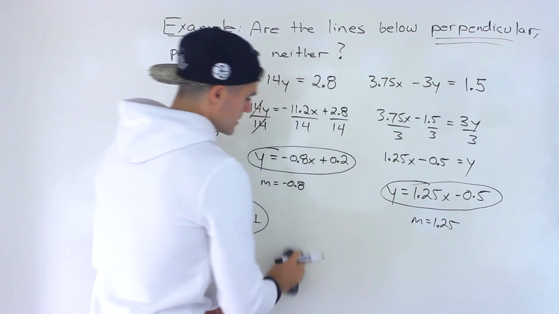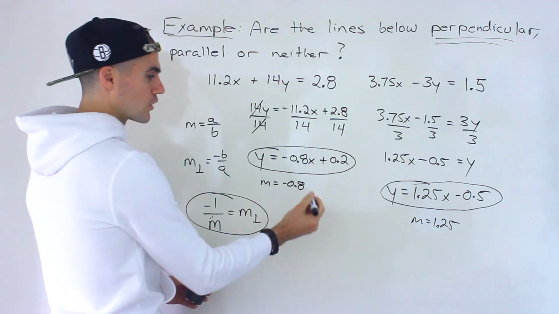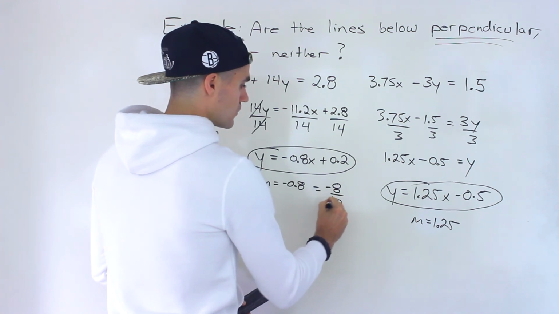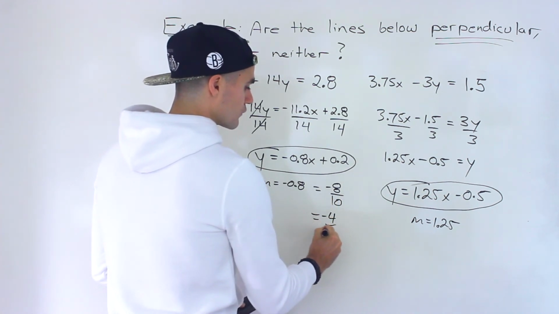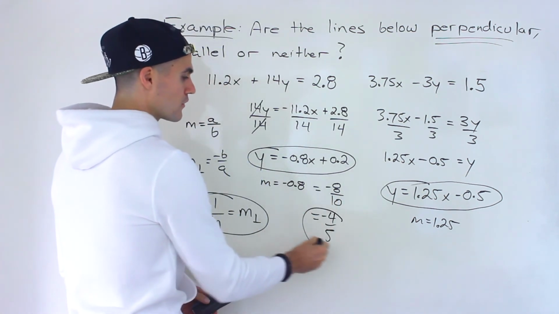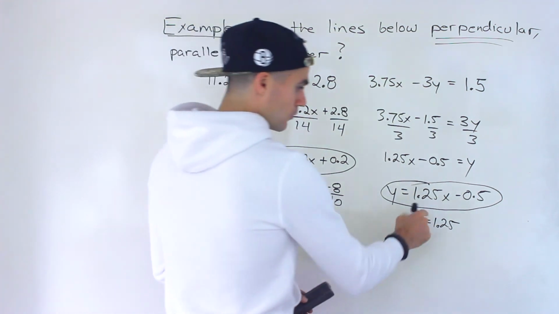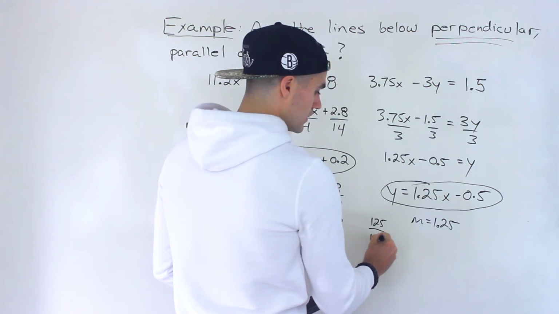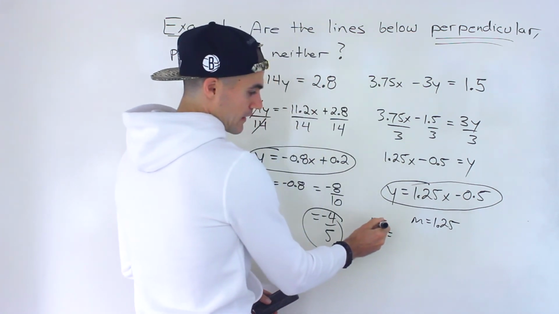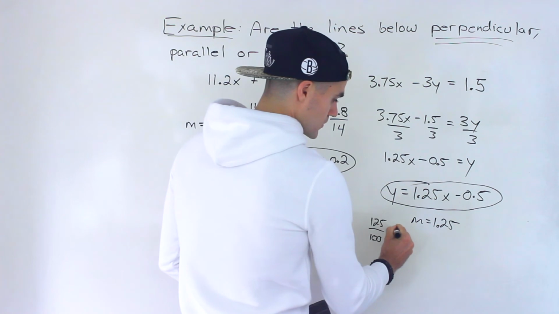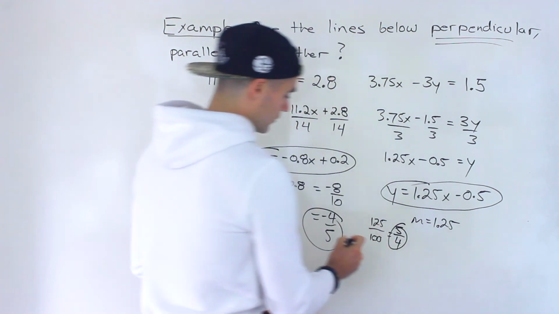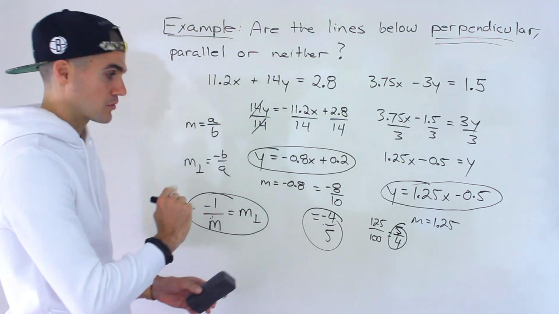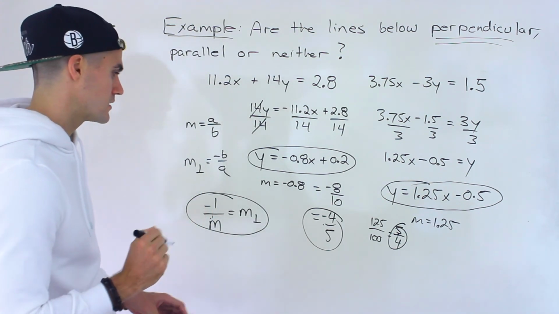Another way we could have done this is to take the negative 0.8 and convert it to a fraction. This would be negative 8 over 10, which would simplify to negative 4 over 5. Then 1.25 would be 125 over 100, which we could divide by 25 on top and bottom, giving us 5 over 4. And notice negative 4 over 5 and 5 over 4 are negative reciprocals of each other. So that's another way to go about it.